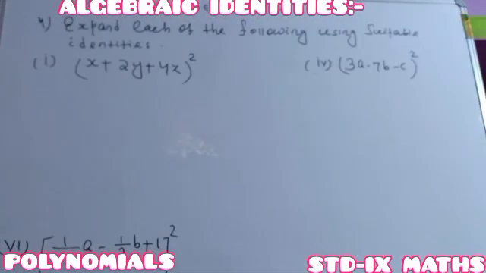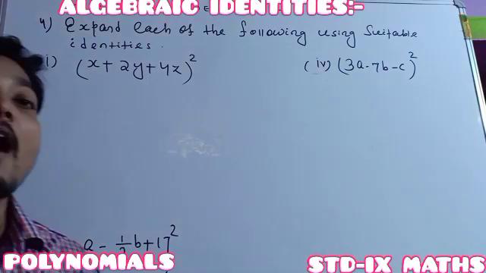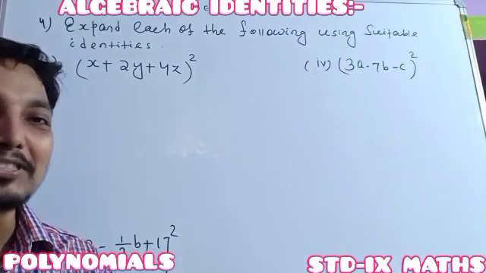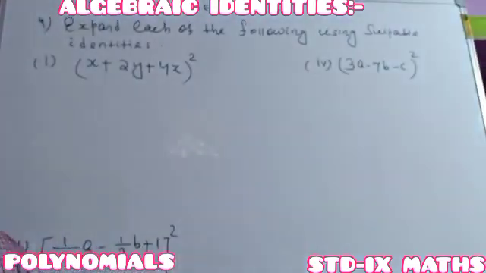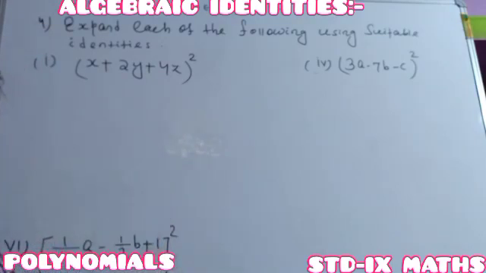See, in question number 4 it is given: expand each of the following using suitable identities. It means you have to write down the expansion form. So already which form is given? The factorization form is given. It means the left side form is given and you have to write down the right side form.